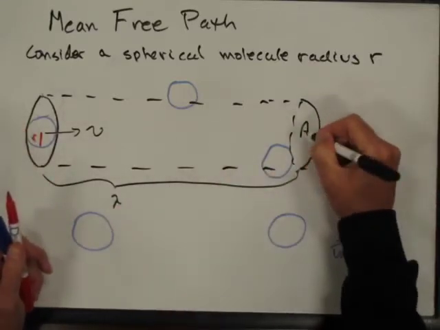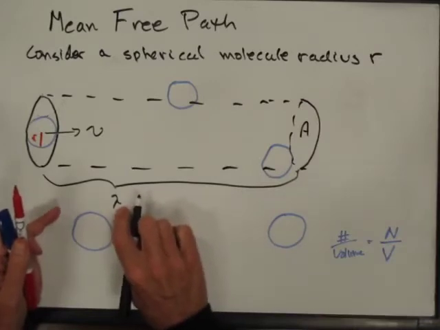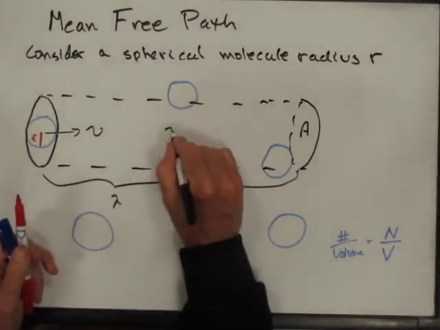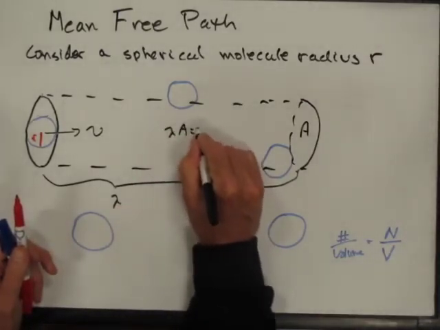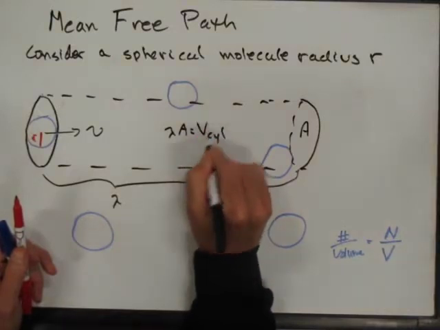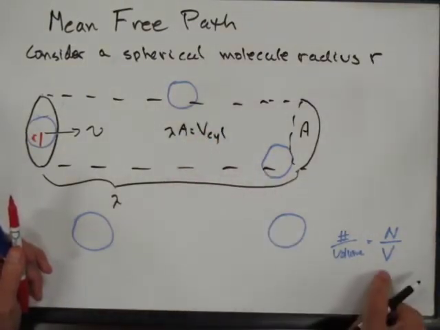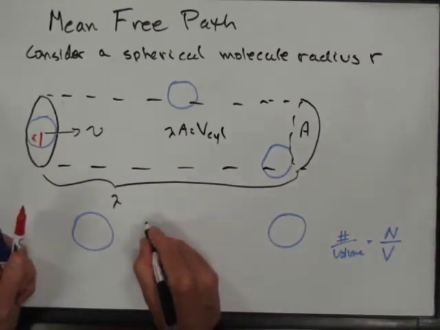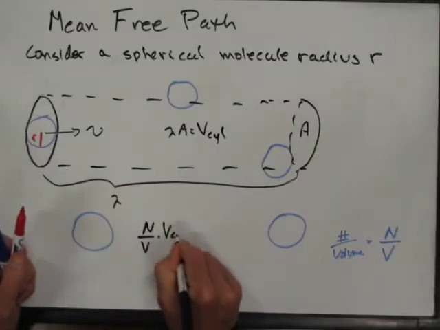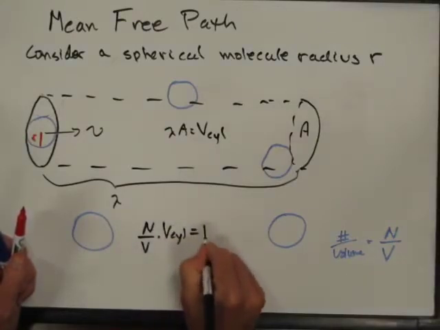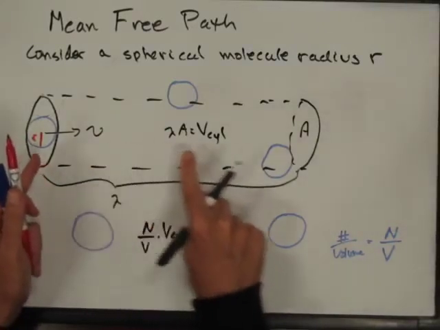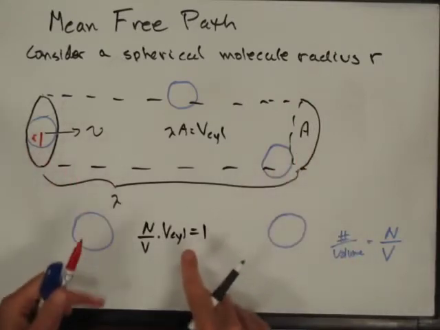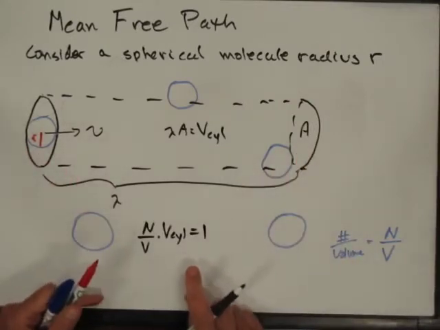And so, if this says area A, and this is length lambda, then lambda times the area is equal to the volume of the cylinder, right? Not the volume of the container, but the volume of the cylinder. And so when N over V times the volume of the cylinder is equal to 1, then that means there was 1 molecule in that collision, and my lambda is going to be my mean free path.